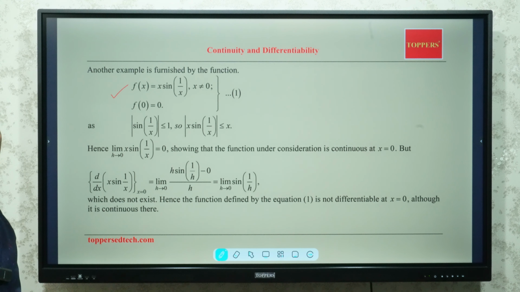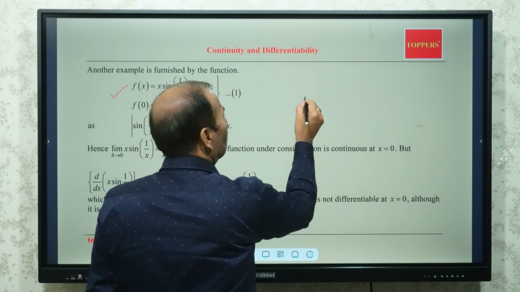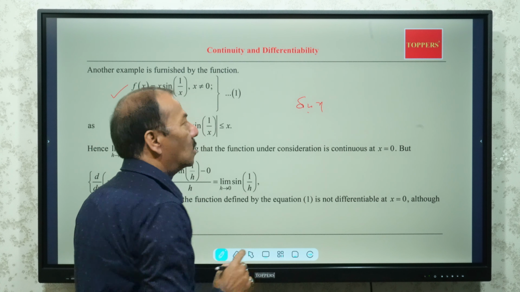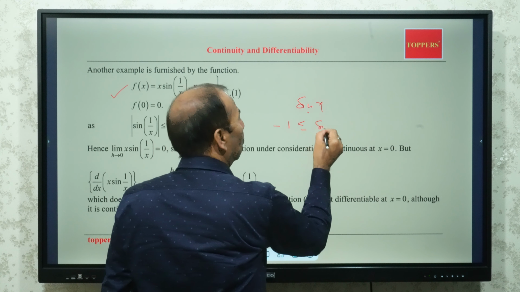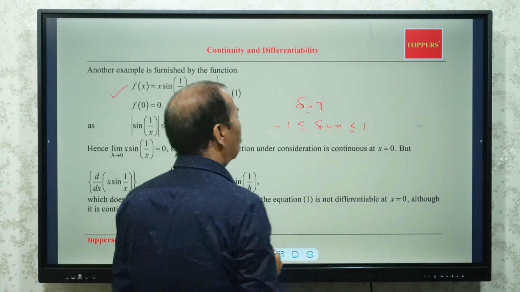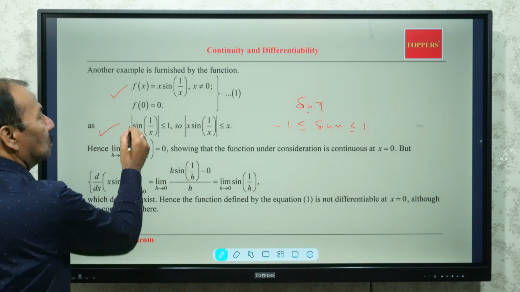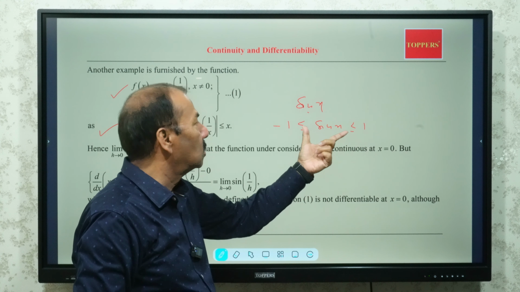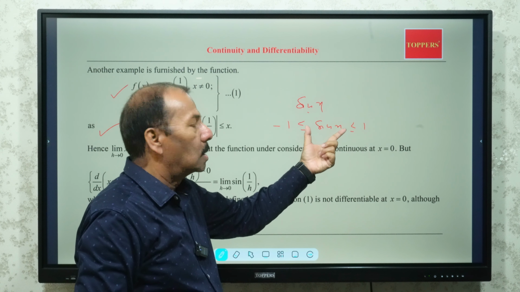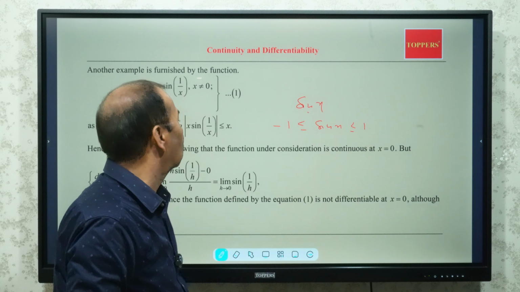Now as we are aware, sine x lies between minus 1 to plus 1. So we say minus 1 is less than or equal to sine x, which is less than or equal to 1. This is the standard interval as far as sine x is concerned.